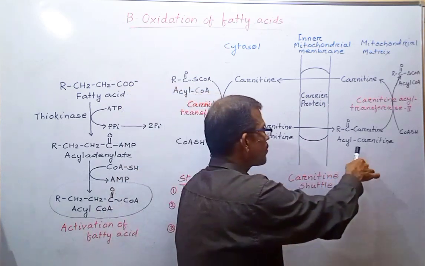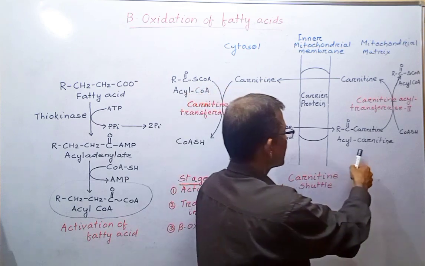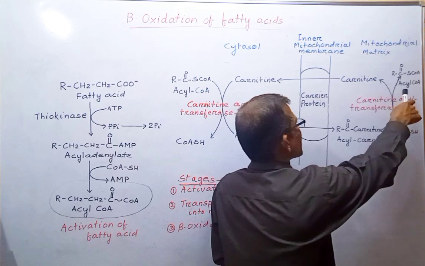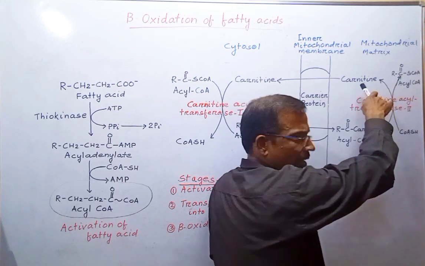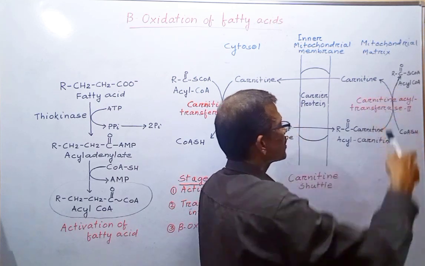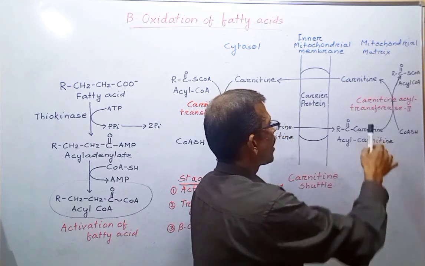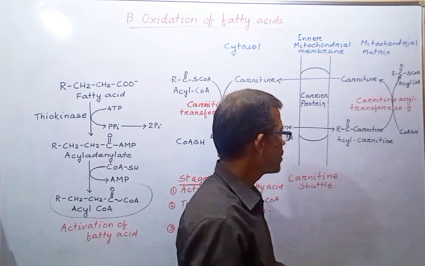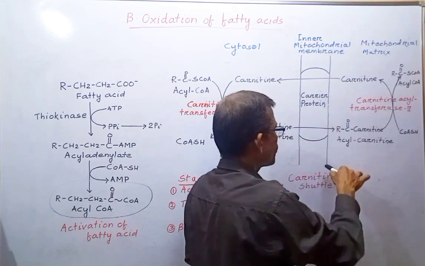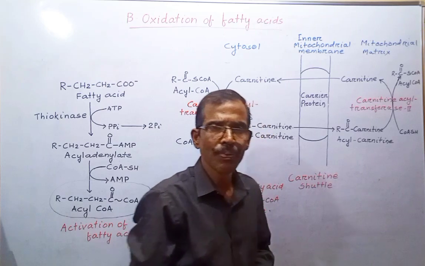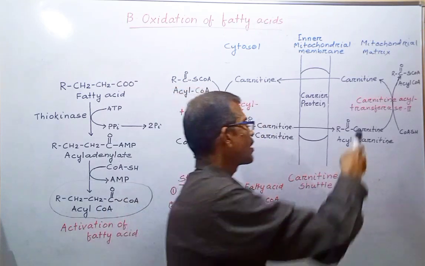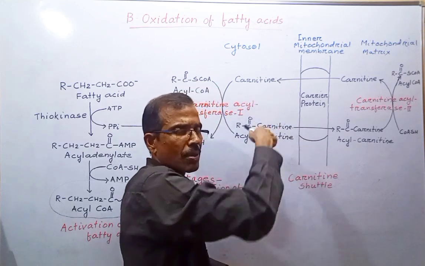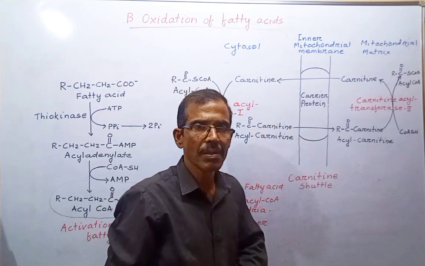In the mitochondrial matrix, acyl carnitine reacts with coenzyme A to form acyl coenzyme A and carnitine. This reaction is catalyzed by the enzyme carnitine acyltransferase 2, which is present on the inner surface of the inner mitochondrial membrane. In the fourth step, carnitine is transported back into the cytosol to continue the process.